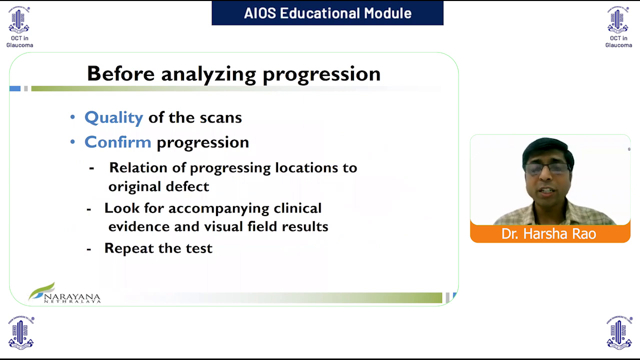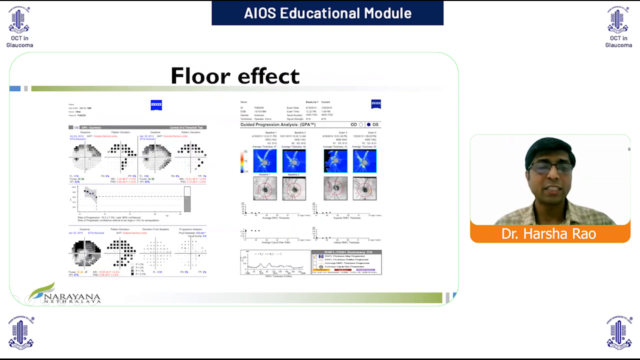So before we interpret the OCT reports for progression, we will have to be very clear about the quality of the scans. And before we confirm progression, we will have to see whether the region of the progression, how it relates to the position of the original defect. And we'll also have to always look for accompanying clinical signs like fluctuations of the intraocular pressure, or look for any accompanying signs of visual field progression as well. And whenever in doubt, it is always better to repeat the test.